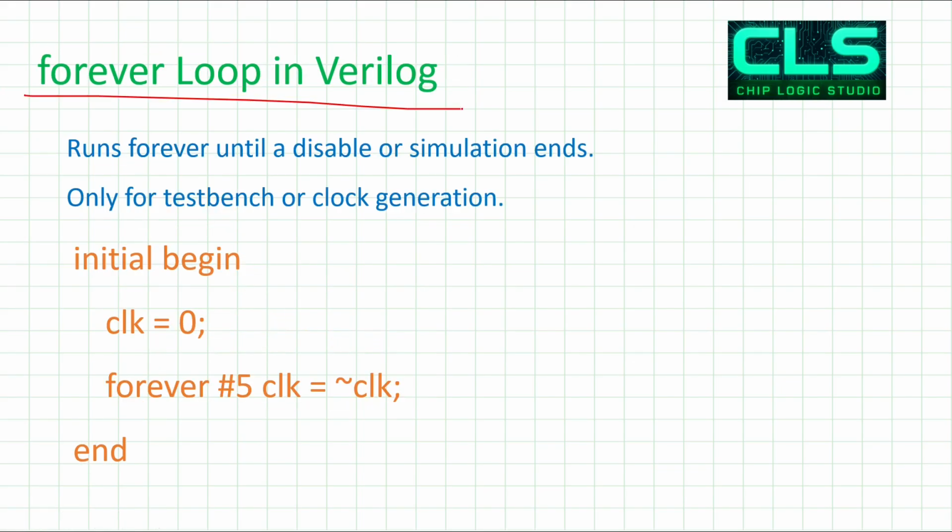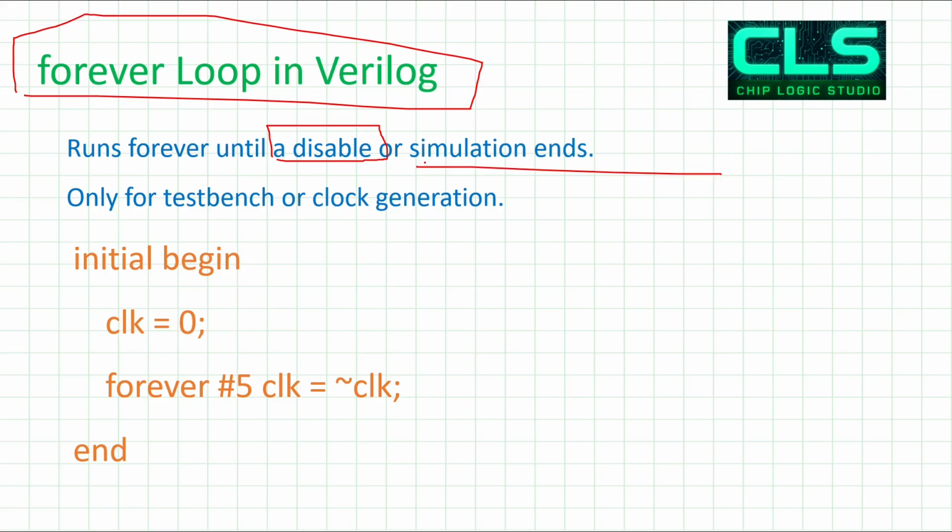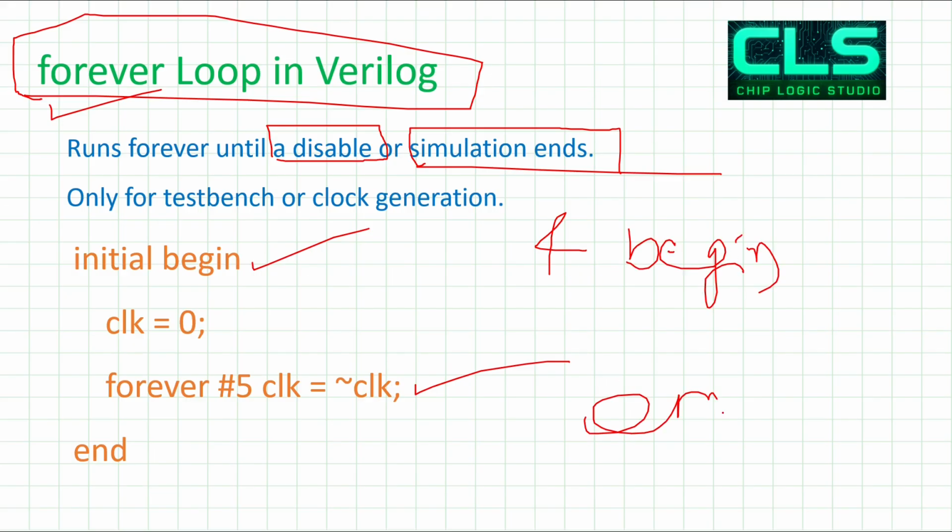And here is our forever loop, mostly used in our test bench. It runs forever, as its name suggests, until disable is there or the simulation ends. When the simulation ends in SystemVerilog and UVM, internally it calls simulation end or $finish, and at that time this loop is stopped. So you should be careful writing this forever loop. Initial begin forever is mostly used for generating a clock, because it should run forever. If you are writing multiple statements, write begin end, so you can write multiple statements here.